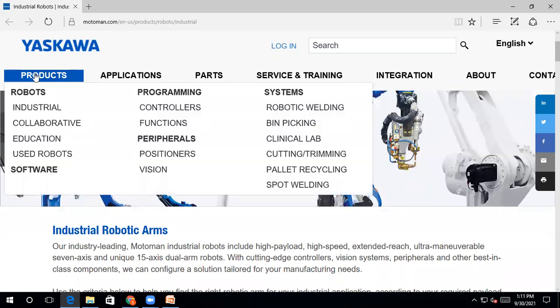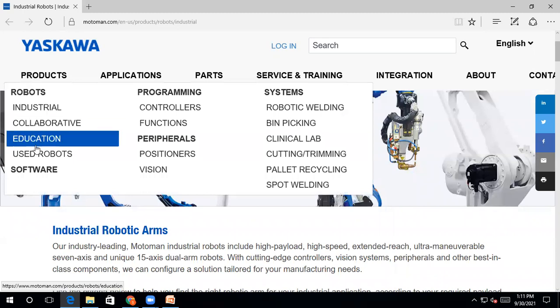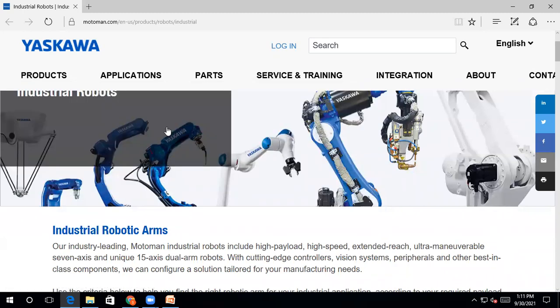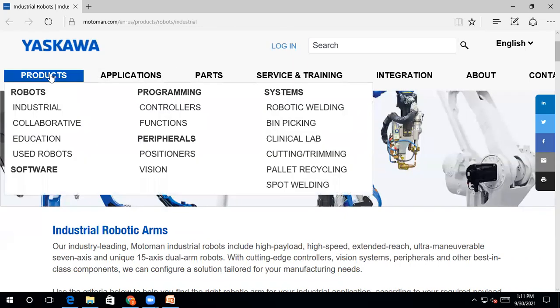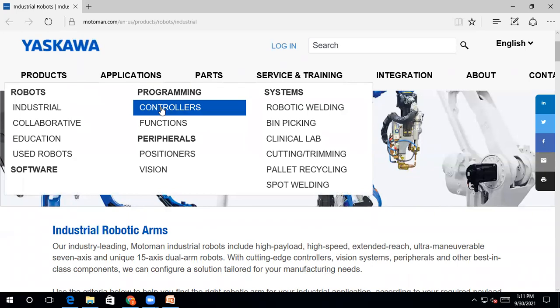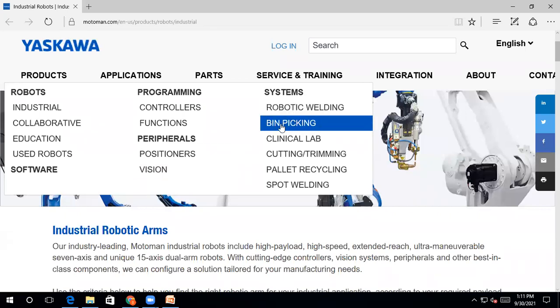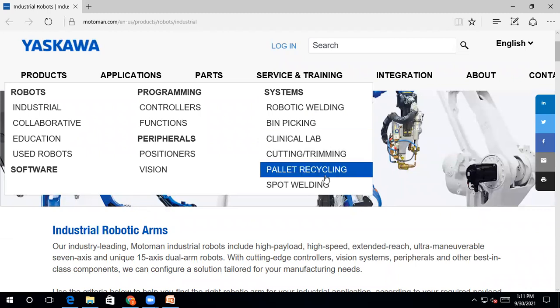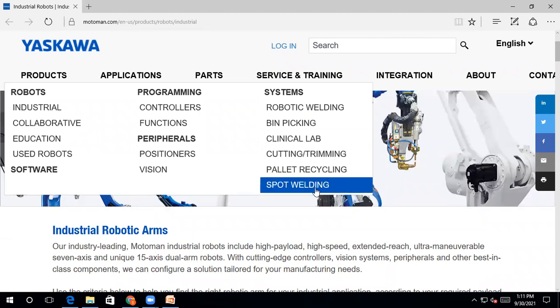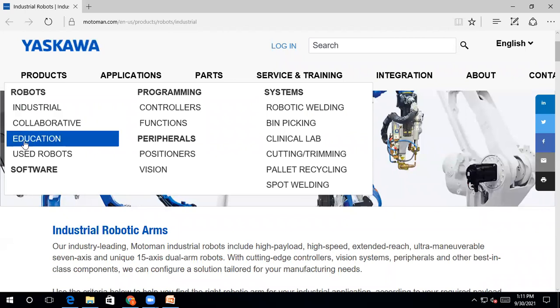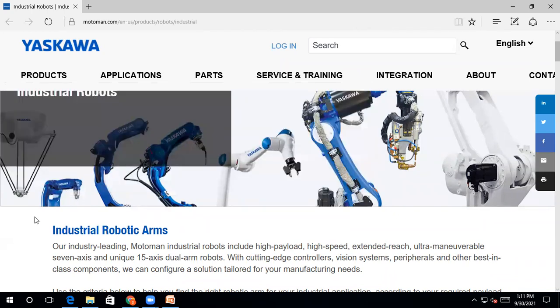Their products are industrial robots, collaborative robots, education robots, used robots, and software is also there. Then programming, different controllers, functions, peripherals, positioners, vision, different systems are there: robot welding, bin picking, clinical lab, cutting / trimming, pallet recycling, spot welding. Therefore, these are the different robots they are manufacturing: industrial robots, collaborative robots, education robots, and used robots.